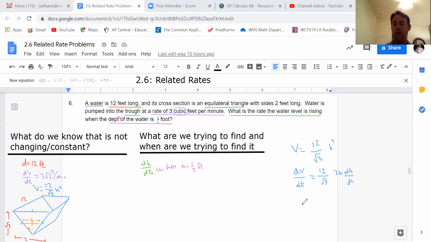Now we can go ahead and pull this all together. And again, this is one of the tougher ones we'll have to deal with. I just wanted a good way to start us off, to make sure we're thinking here tonight. So dh/dt would be dV/dt divided by, holy wow, what is that? 24 root 3 h.